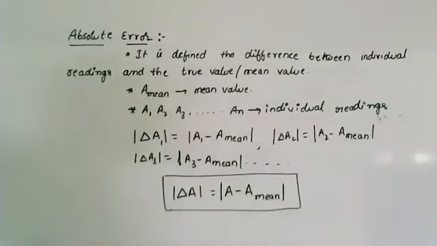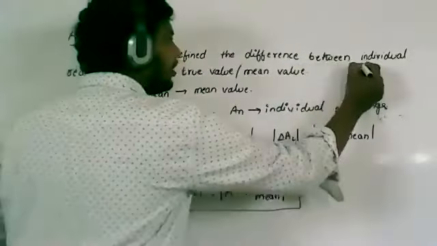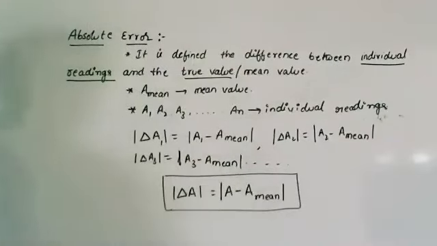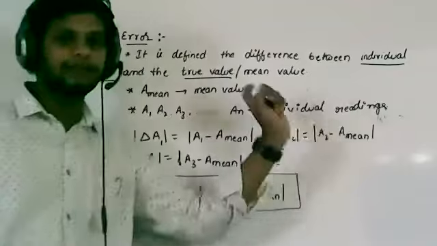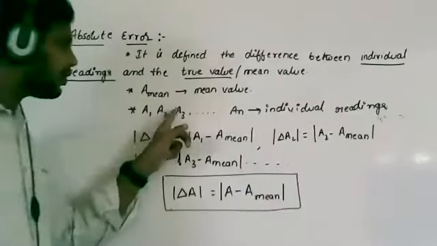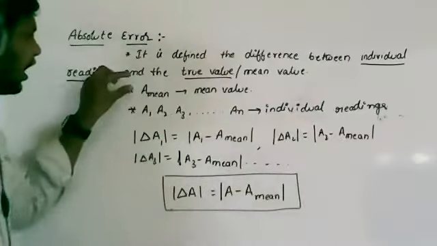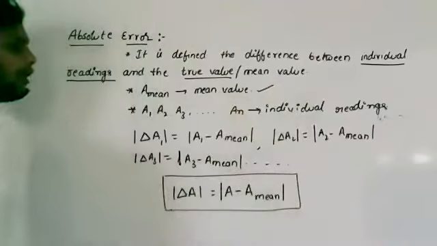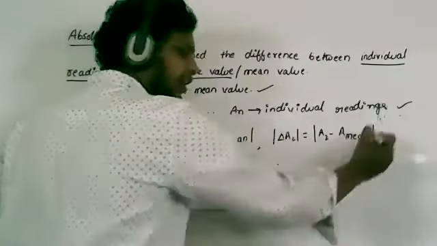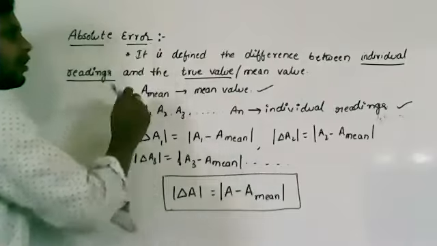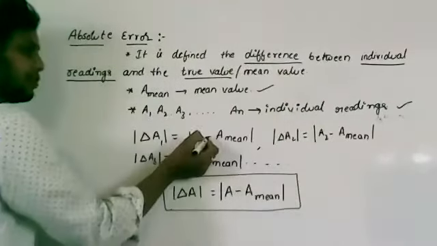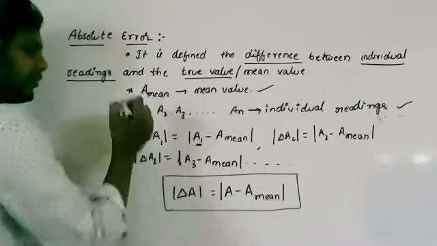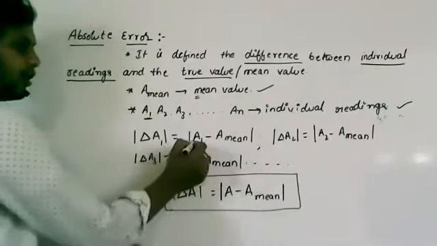What is the definition? It is the difference between individual readings and the true value. So A1, A2, A3 and so on, up to AN, are the individual readings, and A mean is the true value or mean value. According to the absolute error, it is the difference, meaning minus, between individual readings and the true value. For the first one, the individual reading is A1, the mean value is A mean, so A1 minus A mean.